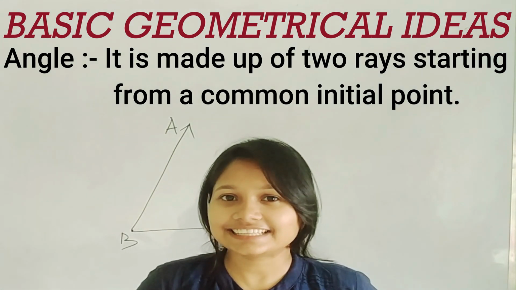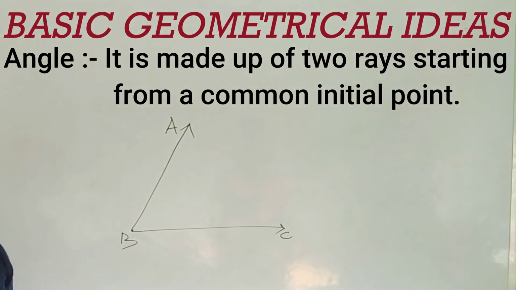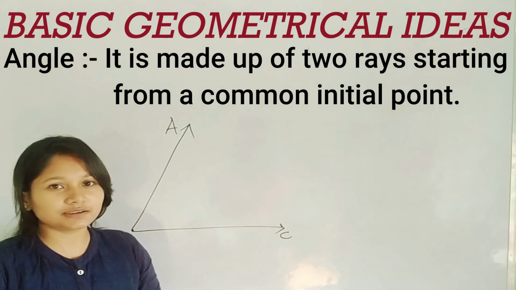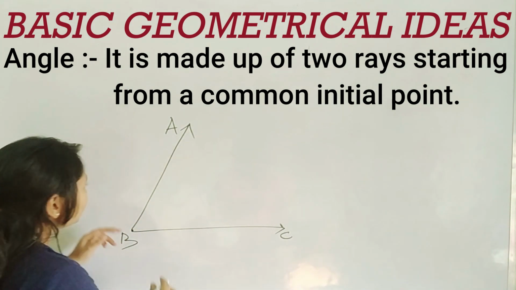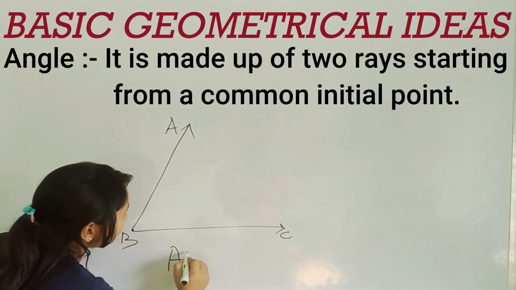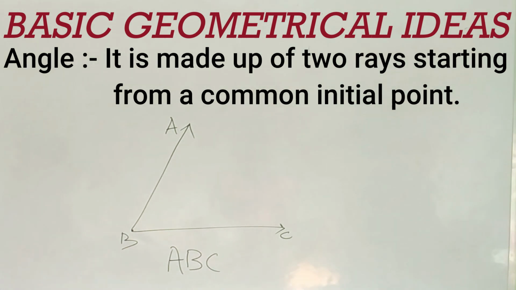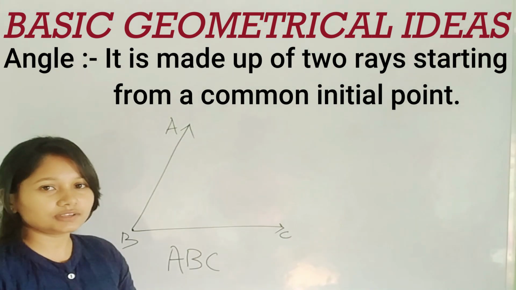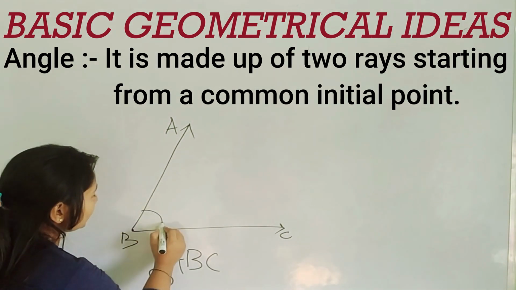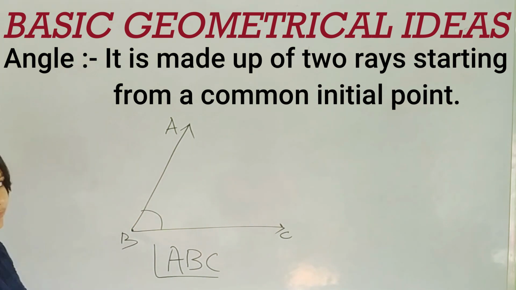So for this reason there are some rules, and when we specify an angle, the vertex is always written as the middle letter. So for this picture the angle name is ABC, right? Then our angle name is ABC. To show this angle we use a curve-like structure at the vertex. Then our angle is ABC.